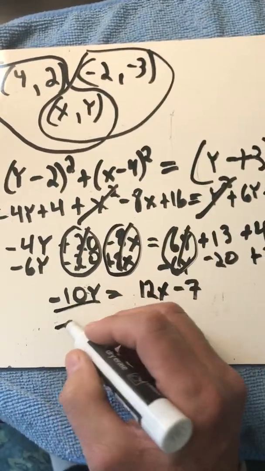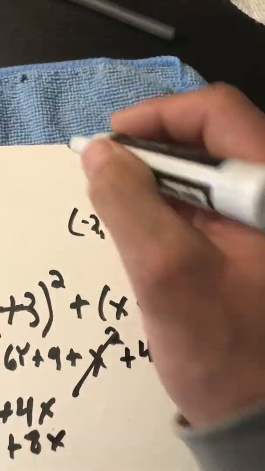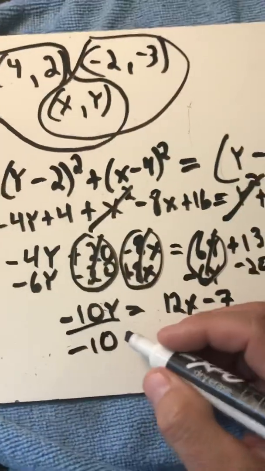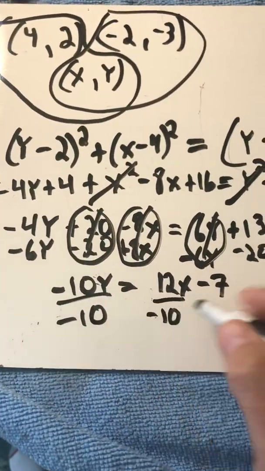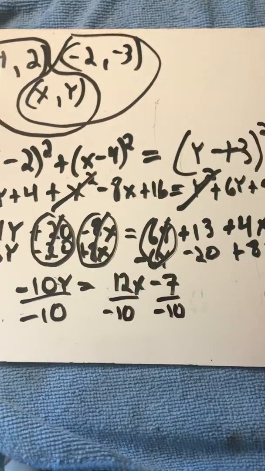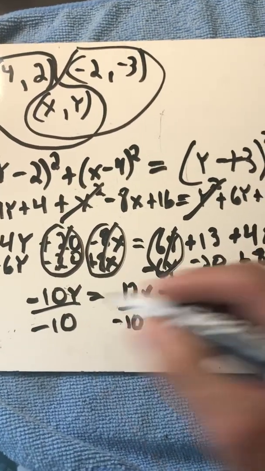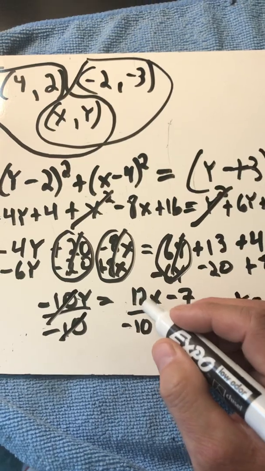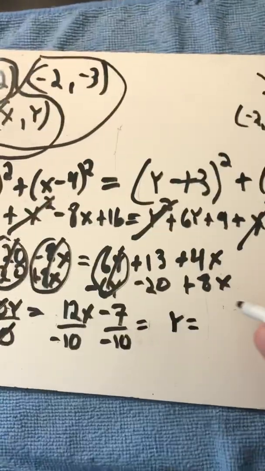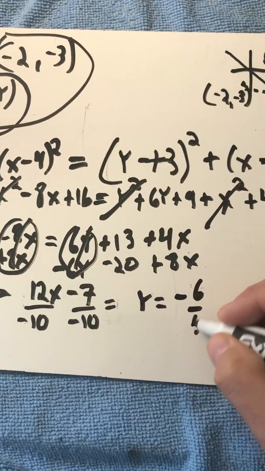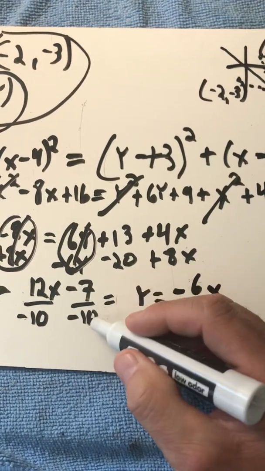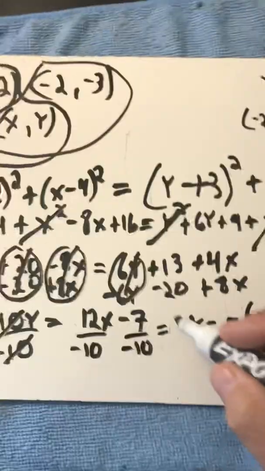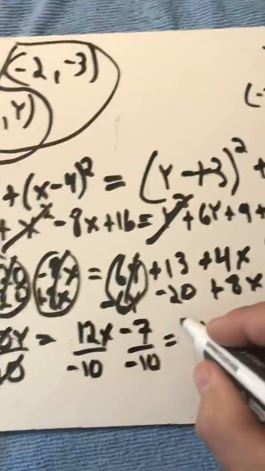Now to solve for y, because we're looking for this line right here. It should be going downhill, and the y-intercept looks to be close to 0, right? So divide everything by negative 10. Which means these cancel, so you get y equals 12 over negative 10 is negative 6 fifths x, and negative 7 over negative 10 is plus 7 tenths. So it's somewhere around 0. I mean, it's not an exact graph, right?